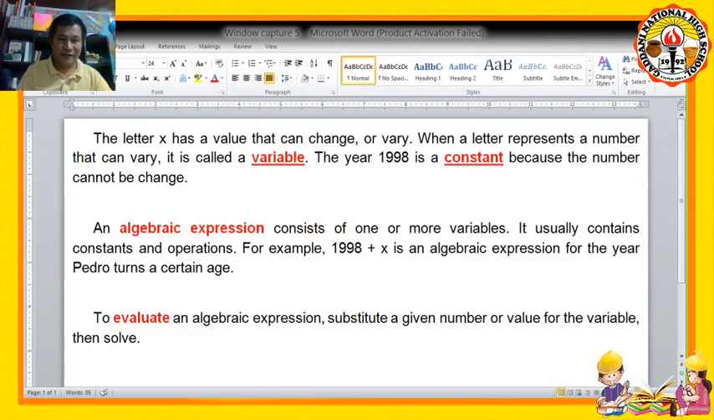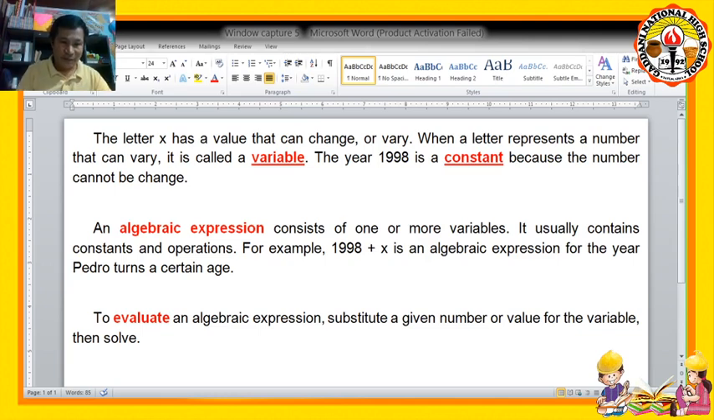The letter X has a value that can change or vary. When a letter represents a number that can vary, it is called a variable. The year 1998 is a constant because the number cannot be changed.